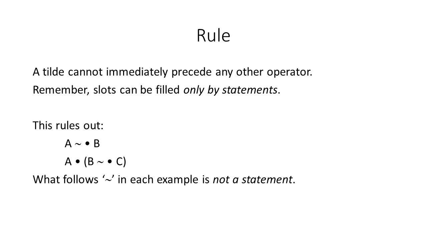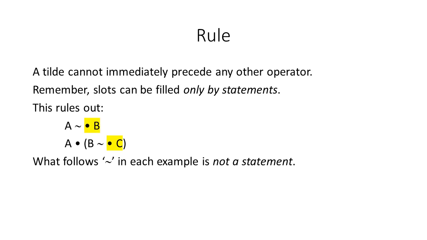Similarly for A dot left parenthesis B tilde dot C right parenthesis. Again, we have our tilde, and we have a slot that is supposed to be filled by a statement, but then we have dot C. Dot C is not a statement, so we can't put it in the tilde slot. Again, I've highlighted this to make it clear what's going on. Dot B, dot C, they're not statements, so they can't go in the tilde slot.